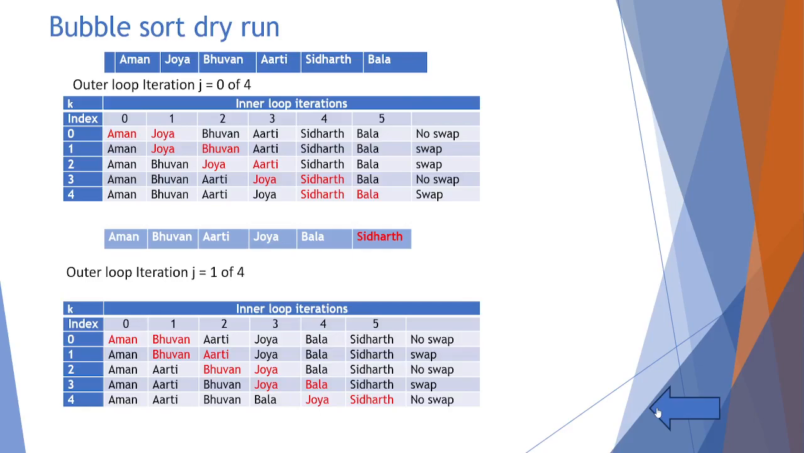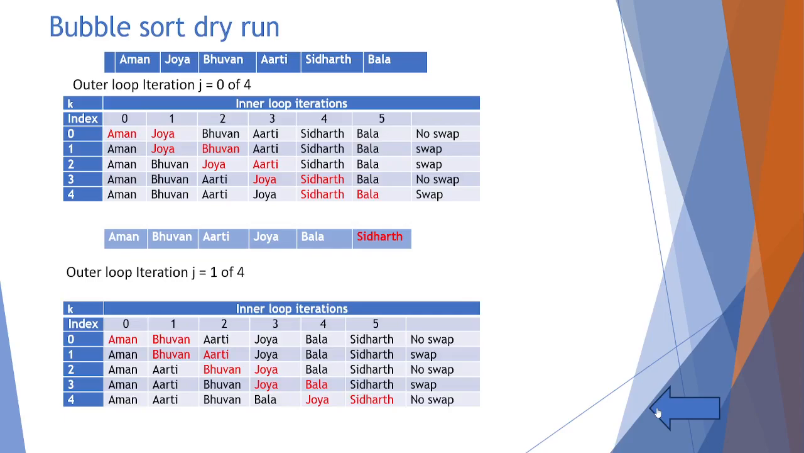First time 0 and 1 elements are compared, then 1 and 2. When index is 2, 2 and 3 are compared. When index is 3, 3 and 4 are compared. When index is 4, 4 and 5 elements are compared.